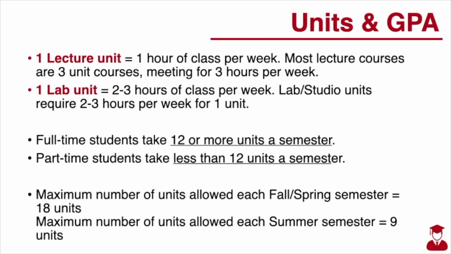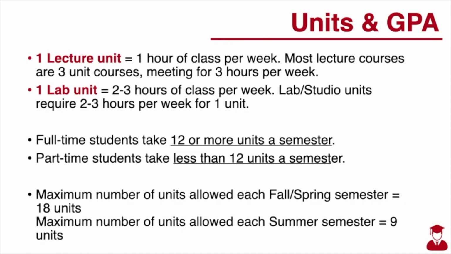Full-time students traditionally take 12 or more units, which can consist of 4 to 5 classes depending on the value of the unit. Part-time students take less than 12 units a semester. The maximum number of units allowed for each fall and spring semester is 18 units. So I can take 18 units in the fall and 18 units in the spring, but there are requirements that are made if you go over that amount. The maximum number of units allowed each summer is 9 units. However, traditionally students may take 3 to 6 units during the summer semester.